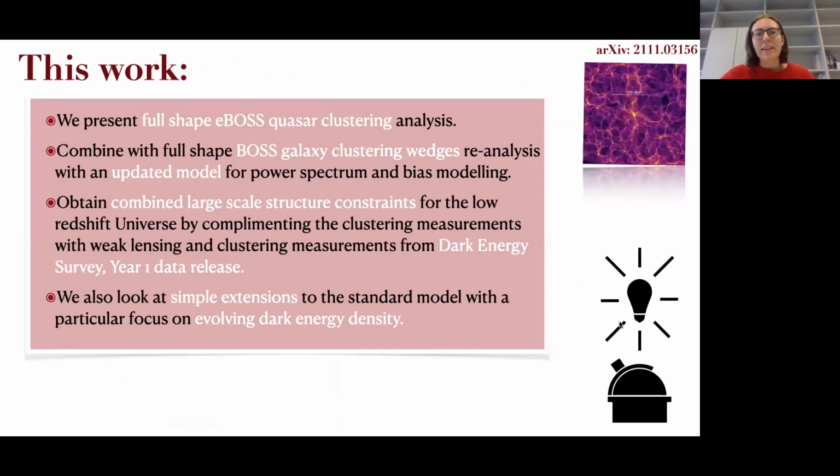What we do in this work is present a full shape analysis of eBOSS quasar clustering. We combine this with the full shape of BOSS galaxy clustering wedges, which are reanalyzed with an updated model for the power spectrum and bias modeling. Our goal is to obtain combined large-scale structure constraints for the low redshift universe, and we do so by complementing our clustering measurements with weak lensing and clustering measurements from the Dark Energy Survey year 1 data release. Finally, we also look at some simple extensions to the standard lambda CDM model, and particularly we're interested in what happens when we allow the dark energy density to evolve.